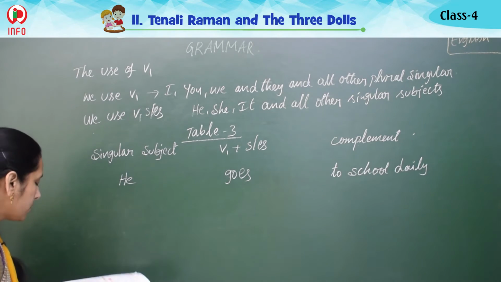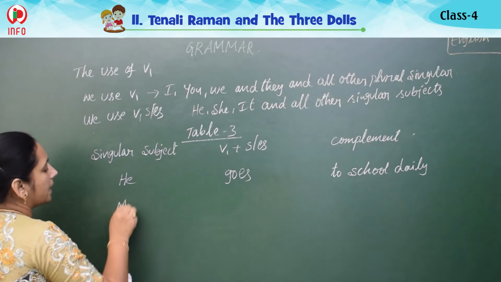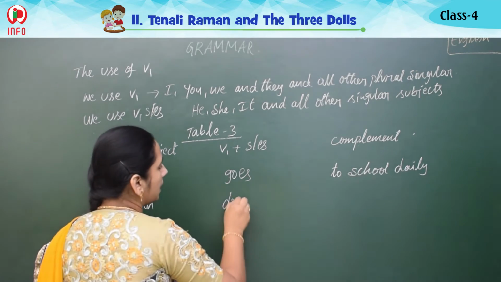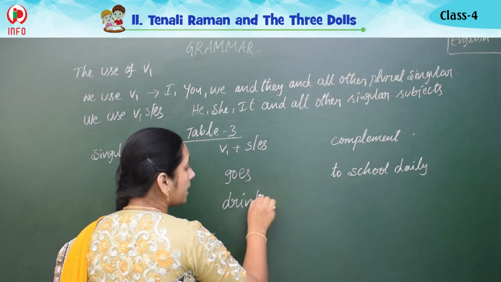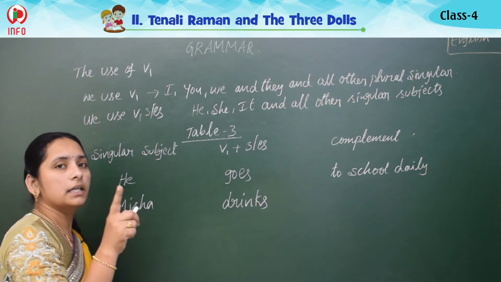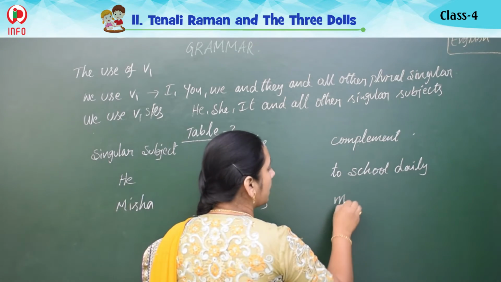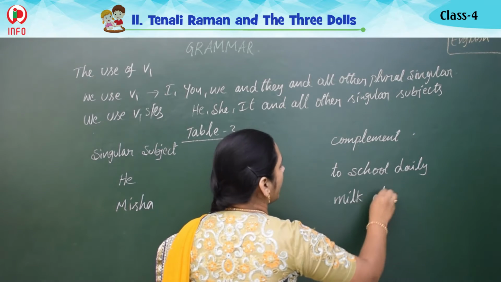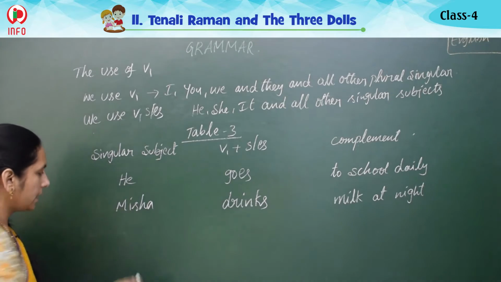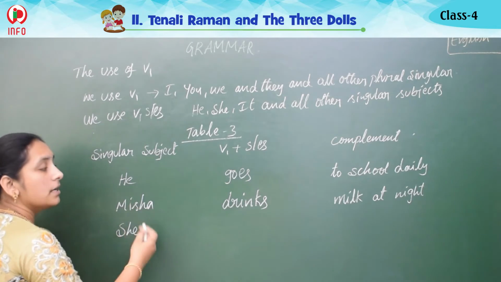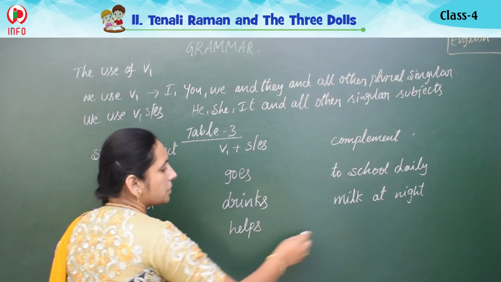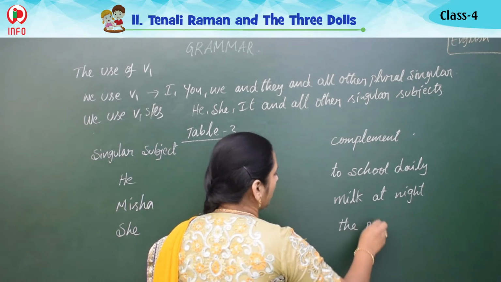Okay children, now see this one. Suppose we take any name, Misha. Any name if you take it. So Misha drinks milk at night. For the plural subjects we get only "drink". But here Misha is only one girl, so that's why Misha drinks milk at night. Like this we should write it. Understood this one? And "she": if we get it, what should we write? The S/ES form only. So she helps the poor. Okay children.